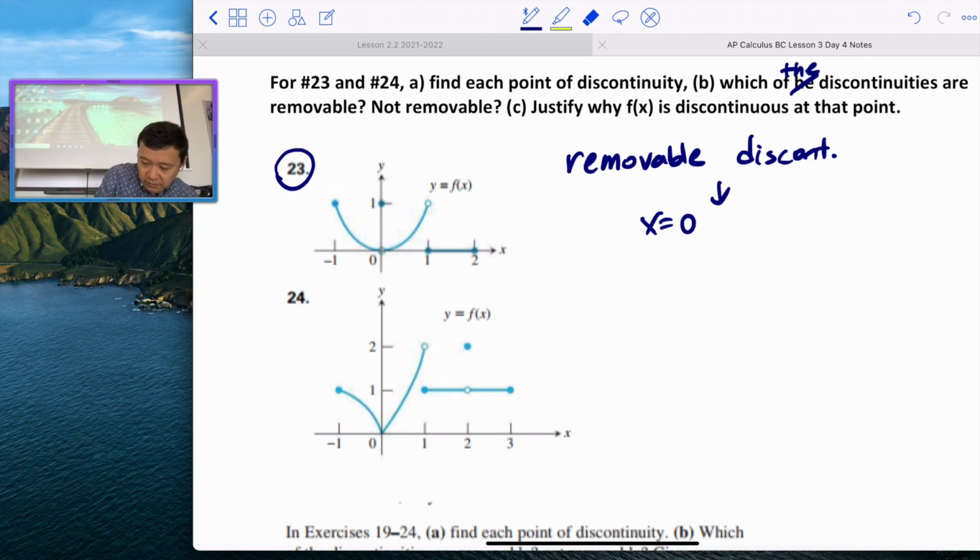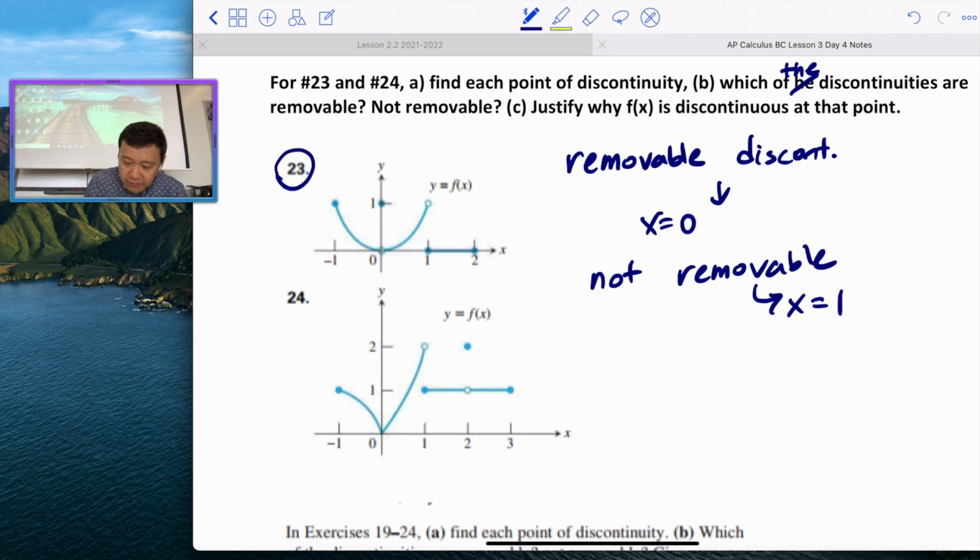So not removable, but nonetheless a discontinuity would be at x equals 1. And part C, justify why f of x is discontinuous at this particular point.